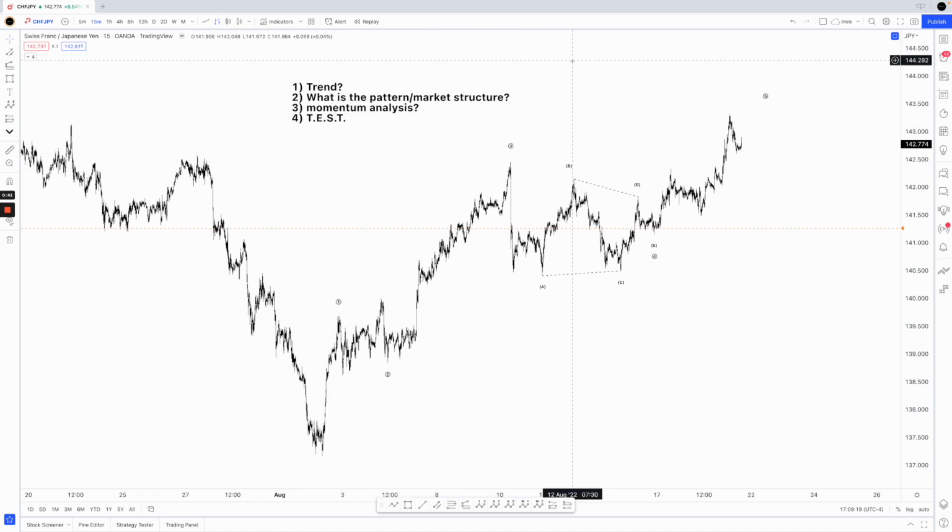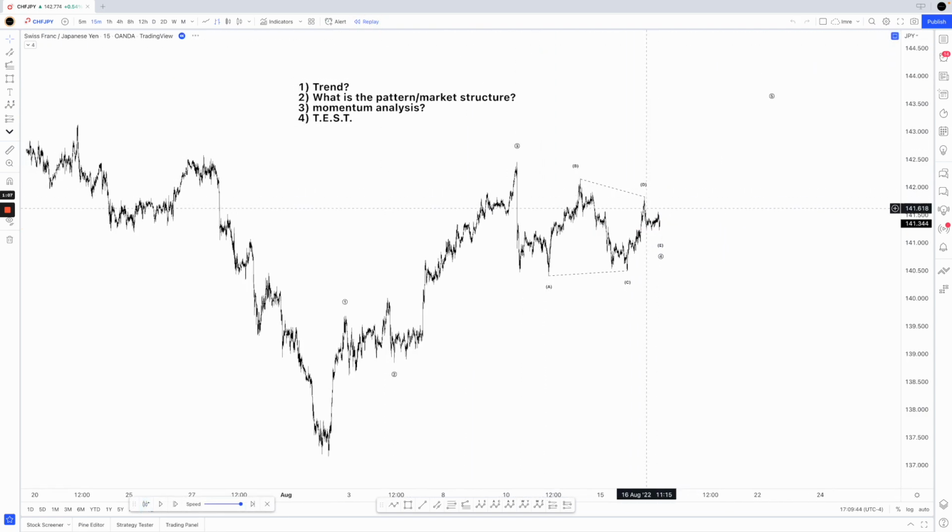These 4 questions. What's the trend? What is the pattern / market structure? What does momentum analysis tell me? And then finally, what is my test? Time frame, entry, stop, and target. For me, this is a very logical flow. And because I use the wave principle as the foundation for every trading decision I make, this complements the wave principle very, very well.